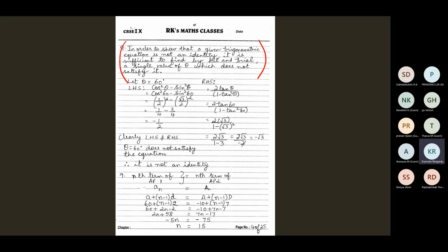If the equation is an identity, then it should hold good. The LHS should be equal to the RHS for any value of theta. If the LHS is equal to the RHS only for some particular value of theta, then it's an equation, but not an identity. That's the difference between an equation and an identity.